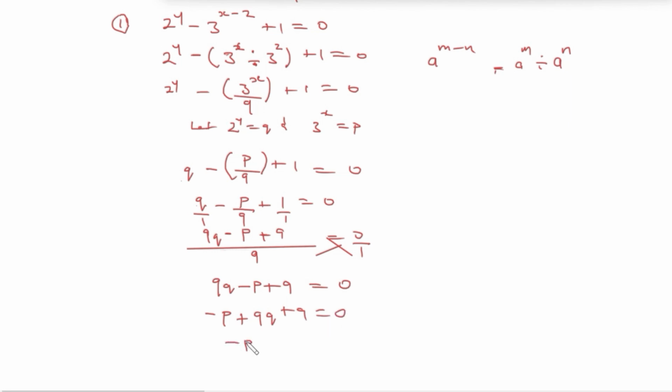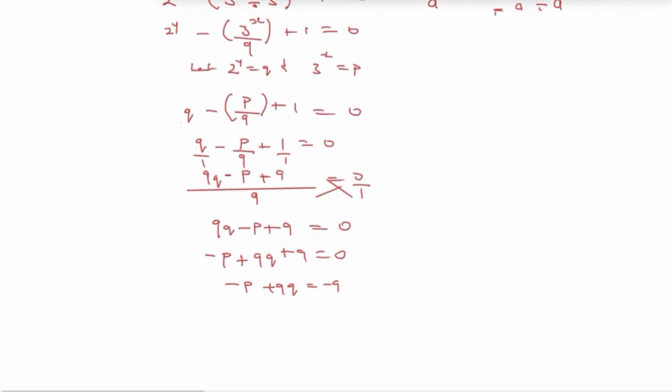Let's rearrange this. Minus p plus 9q is equal to minus 9. So we don't want to work with this negative sign in front of p. So we're going to multiply through by minus to get rid of this minus. Minus times minus is plus. Minus times plus is minus. So we get p minus 9q is equal to 9, minus times this minus here is plus. So this is our equation 2.